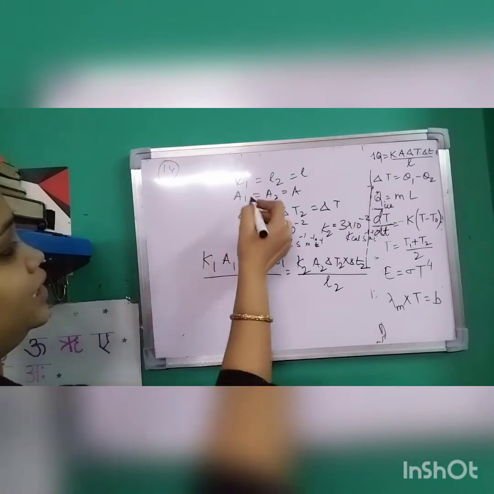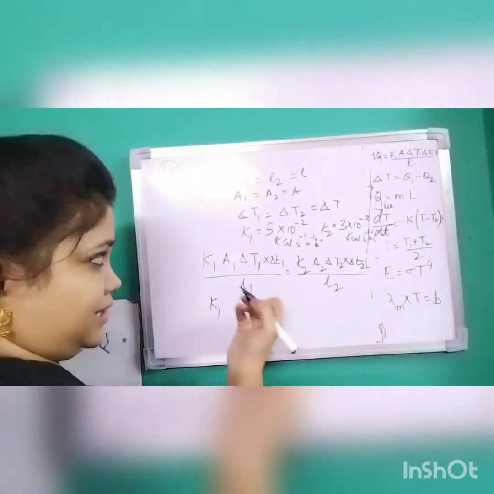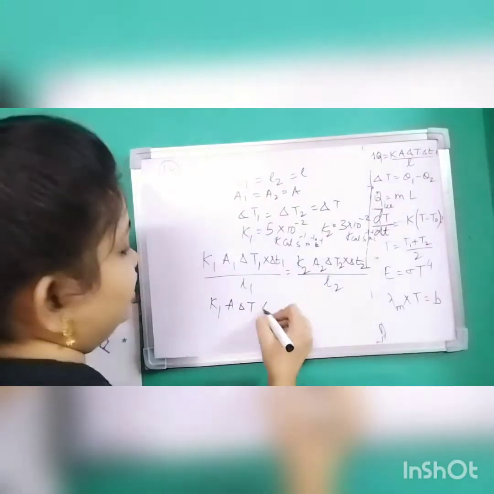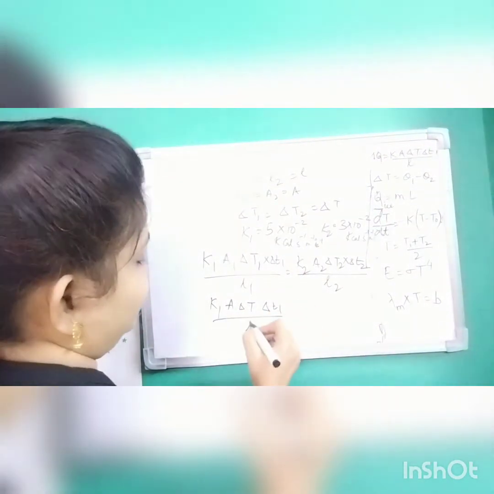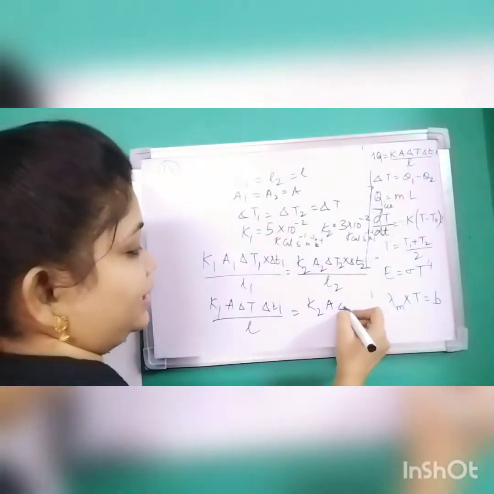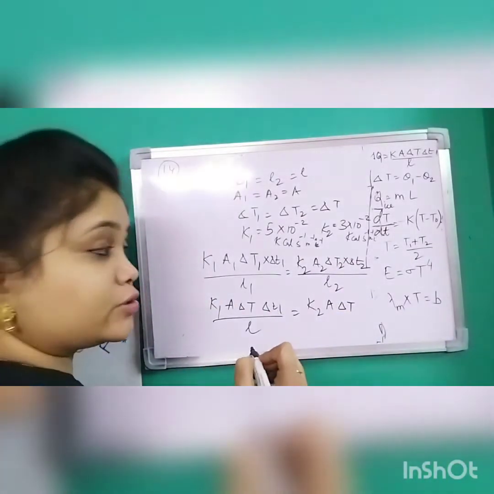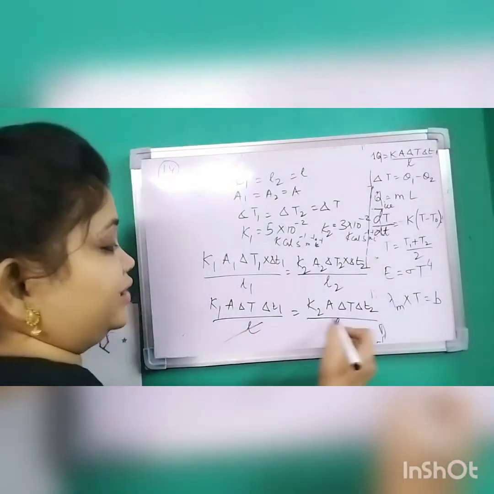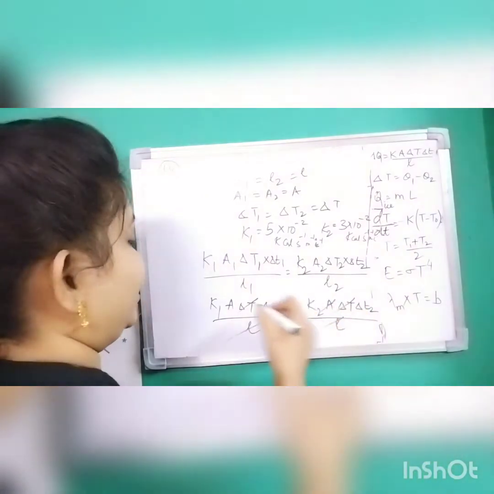Now you can see that K1 is different, so let me keep it as K1. A1 is the same as A. Delta T is the same. t1 is different and L is the same. And here also, area is the same, the temperature change is also the same, t2 is different and length is the same. So length gets cancelled, delta T and A get cancelled.